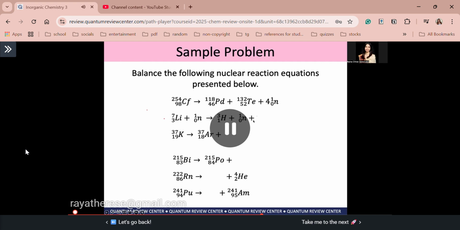Number 2, we have no idea what type of radioactive decay nangyari. So, all we have to do first is just balance. Okay? So, sa left side, the total mass number is 8. Sa right side naman, 4 lang. So, kulang ka ng 4. So, maglalagay ka ng 4.